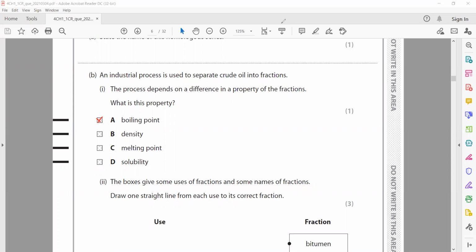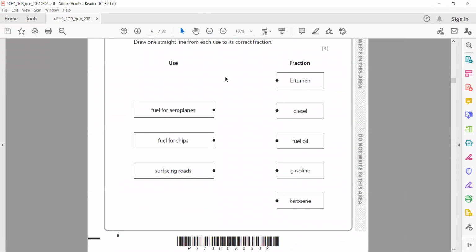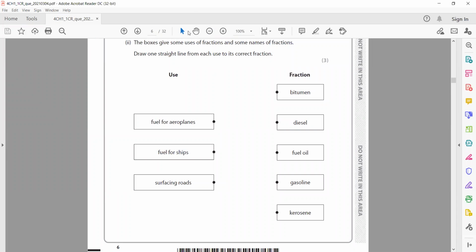The box gives some uses of the fractions and the names of the fractions. Fuel for airplanes: we use kerosene or paraffin as fuel for airplanes. Fuel for ships: we use fuel oil. And for road surfaces, road carpeting, what do we use for this purpose? We use bitumen.